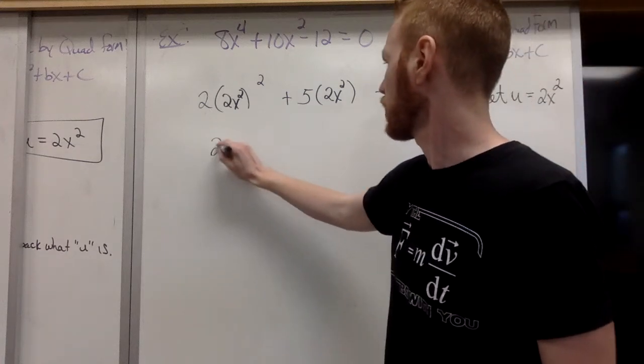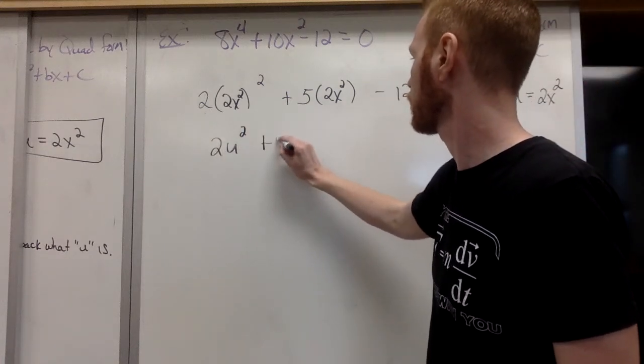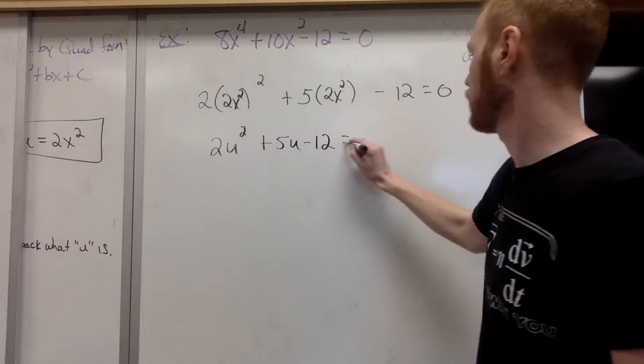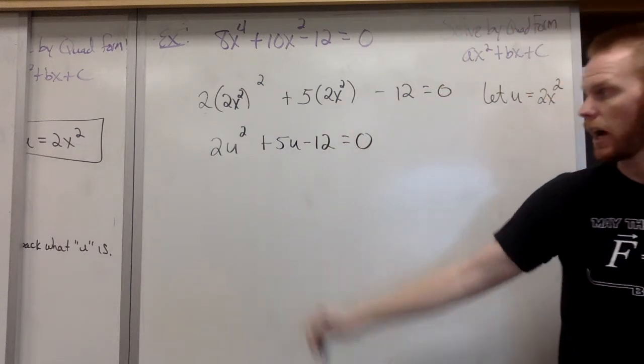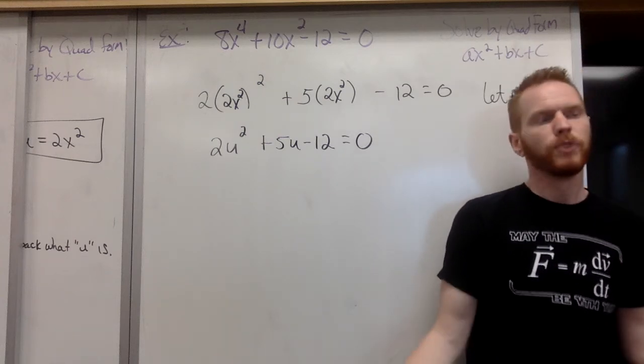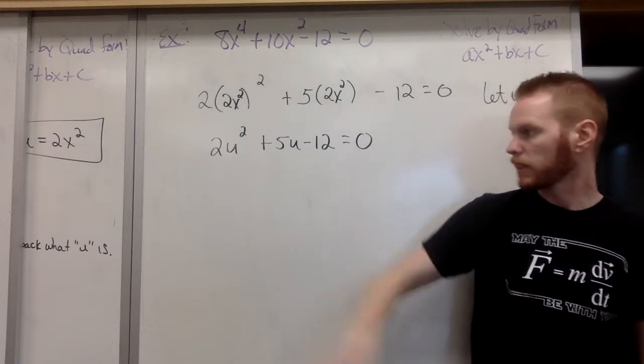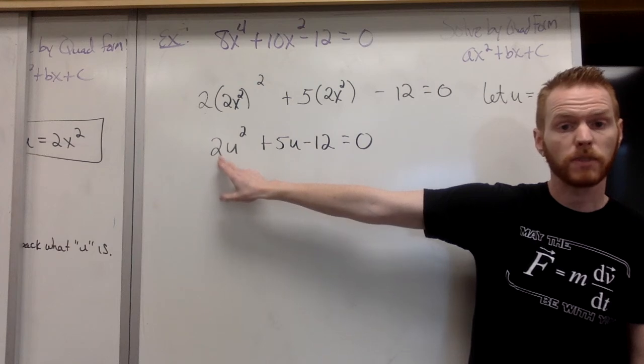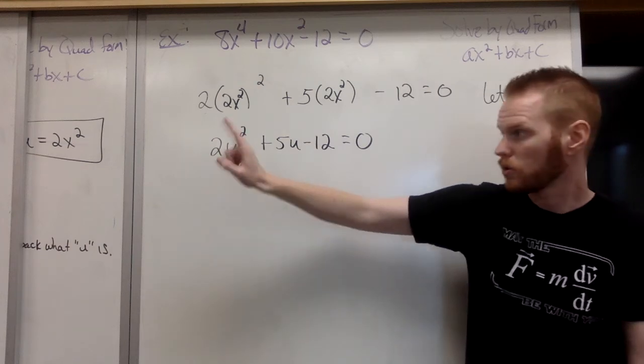So let's go ahead and rewrite this. We got 2u squared plus 5u minus 12 equals 0. Now, I'm going to try and solve this quadratic by factoring. You could guess and check with factoring here. Because the a value here is bigger than 1, I can't do what I did over here.